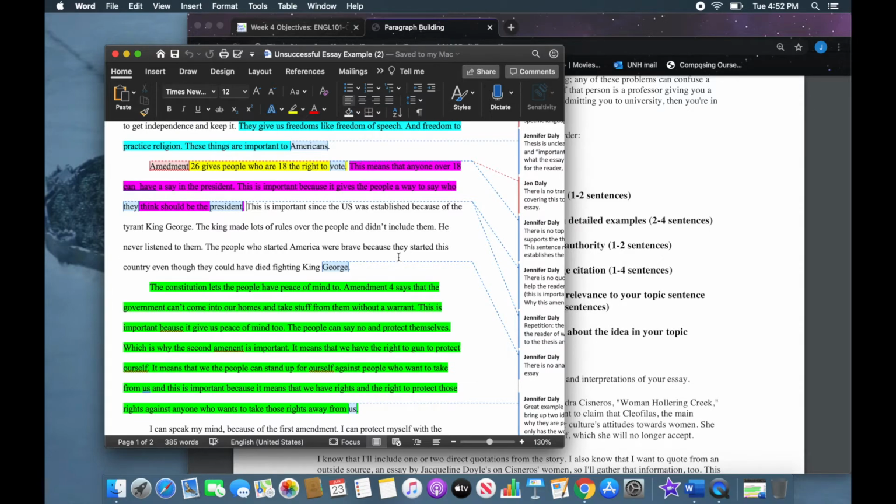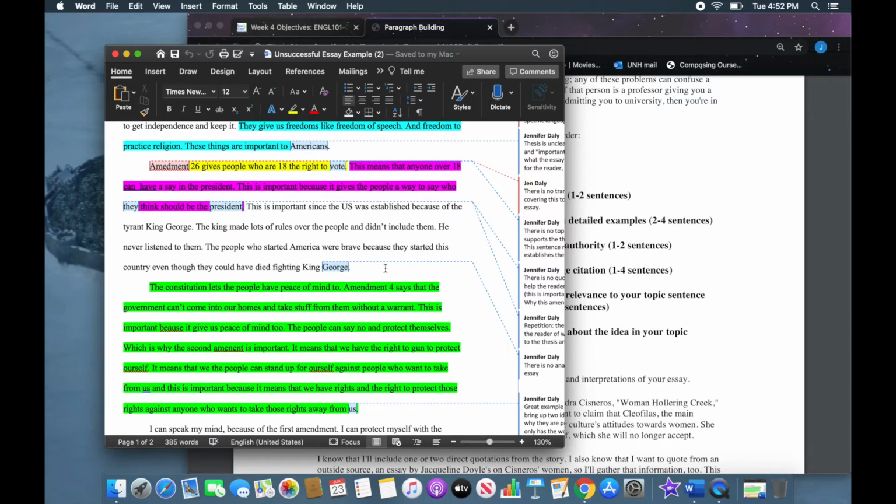There is no explanation. A little bit, we start to get to it, right? The people who started America were brave. Okay, so this is building on the example that we've got here. But again, lots of general words. The people who started America. Who were they? I have no idea, right? They were brave. Okay, what does that mean? Brave is a subjective term. Define it. Be more specific, right? Because they started this country even though they could have died fighting King George.